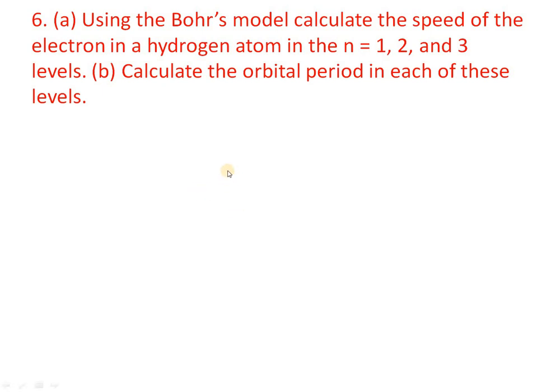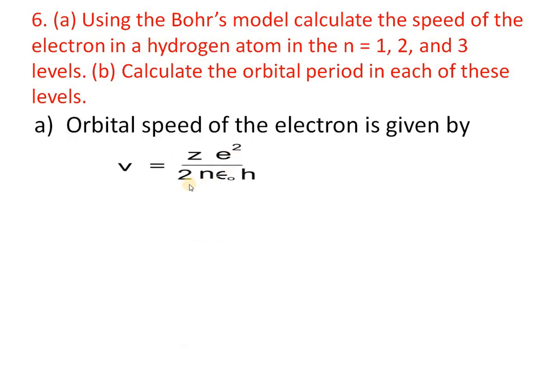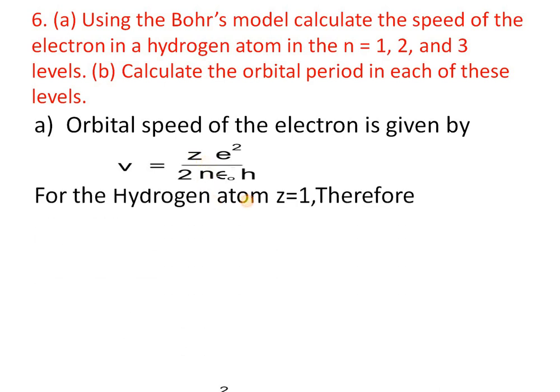Now we will first calculate the speed of the electron in the hydrogen atom in n = 1, 2 and 3 levels. We know the formula for the orbital speed of the electron in an atom. It is given by v = Z e² / (2 n ε0 h). Z is nothing but the atomic number. For hydrogen atom, Z = 1. So this is the formula exclusively for hydrogen atom. Here e is nothing but the charge on the electron. n is nothing but the principal quantum number.